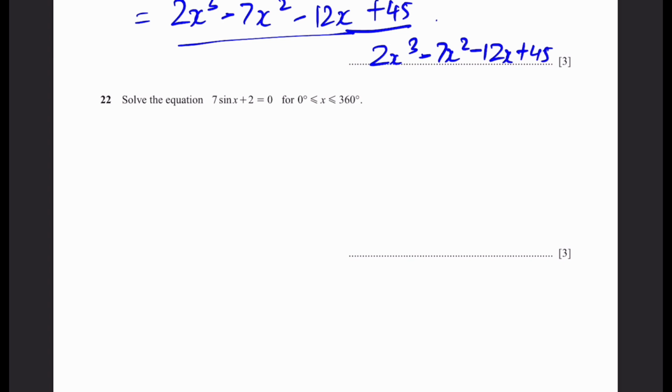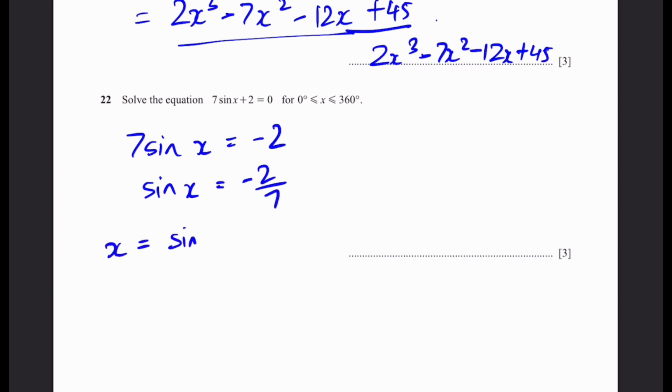Question 22. Solve the equation 7 sine x plus 2 equals 0 for 0 degrees less than or equal to x less than or equal to 360 degrees. That means 7 sine x is equal to minus 2, and sine x equals minus 2 by 7. That means x is equal to sine inverse of minus 2 by 7.